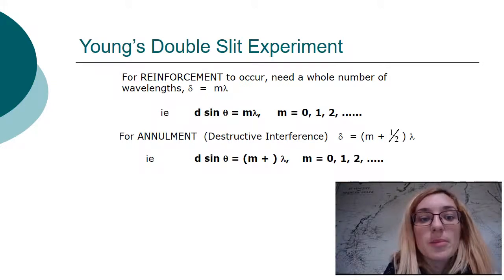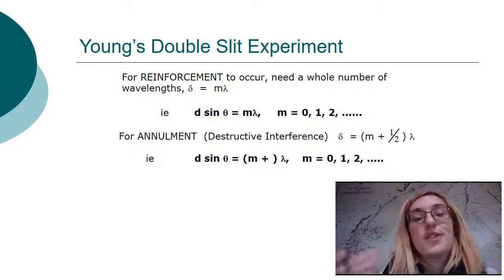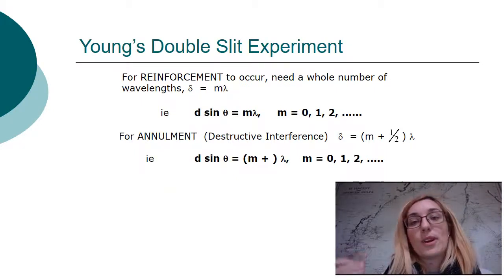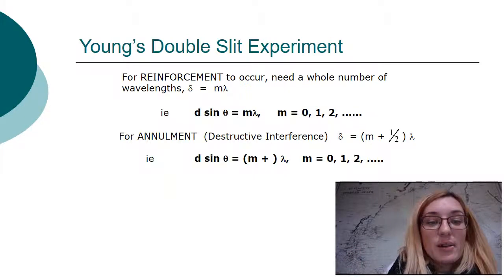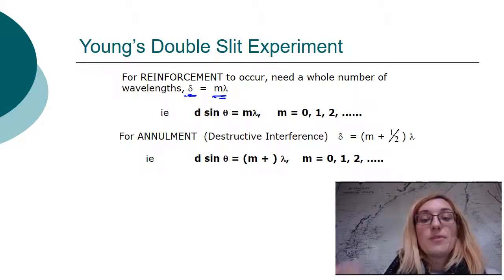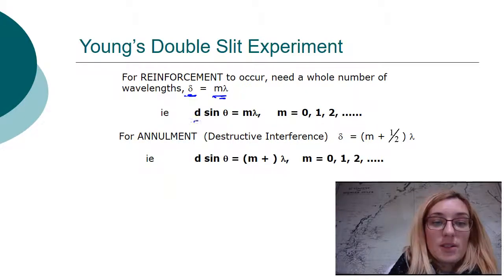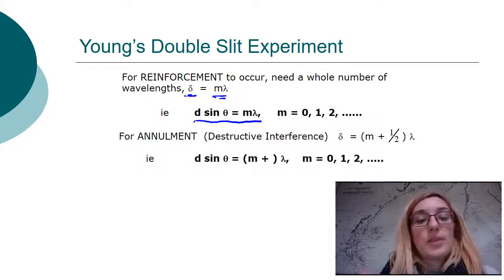All right, so in Young's double slit experiment, for reinforcement to occur, or for a bright fringe to appear, we need the path difference to be a whole number of wavelengths, so that we've got a crest meeting a crest. So the formula we have to use is that the path difference is equal to m, a whole number, multiplied by the wavelength. That makes the formula we've just derived: d sine theta is equal to m wavelengths, just as we worked out before.